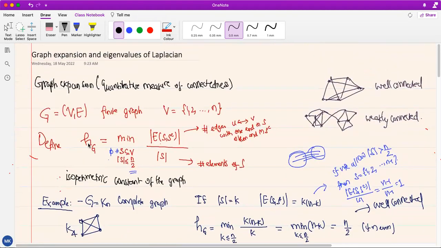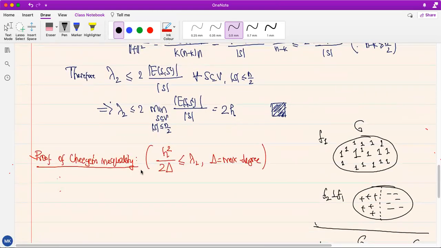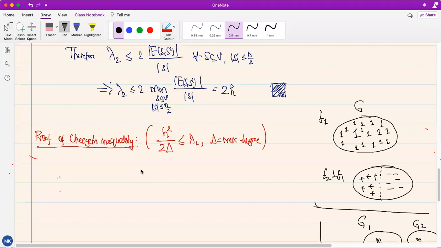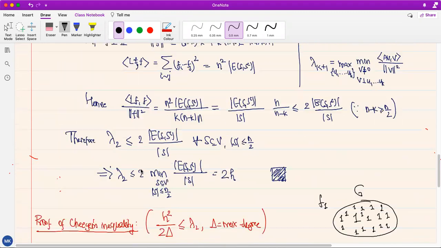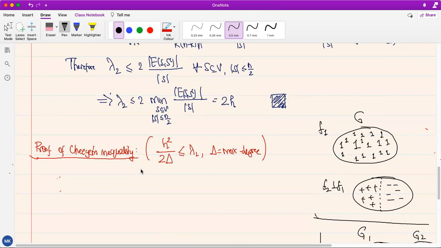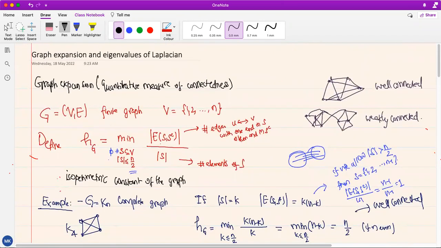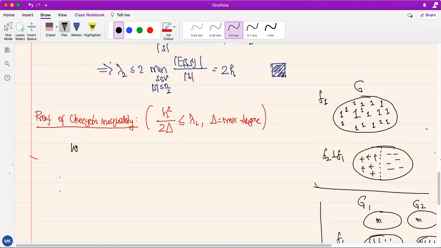So what do we want? We want a high expansion. We want to show that lambda 2 is greater than or equal to... we want to produce a set with high expansion. So what we want is an upper bound for H. What does it mean to get an upper bound for H? H is a minimum of things. That means you have to produce one S.